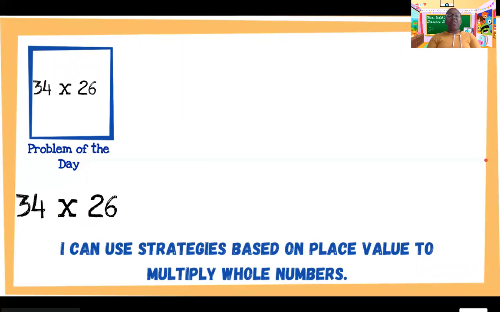Does anyone remember what we do first in order to use our area model? That's right, we write our number in expanded form. So let's start with 34. How do we write 34 in expanded form? Did you say 30 plus 4? If you did, you're absolutely correct. Well, what about 26? That's right, 20 plus 6. Great job. And remember, we use our box for our area model.